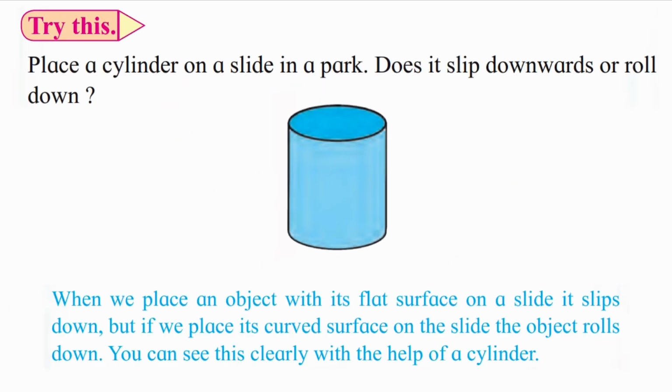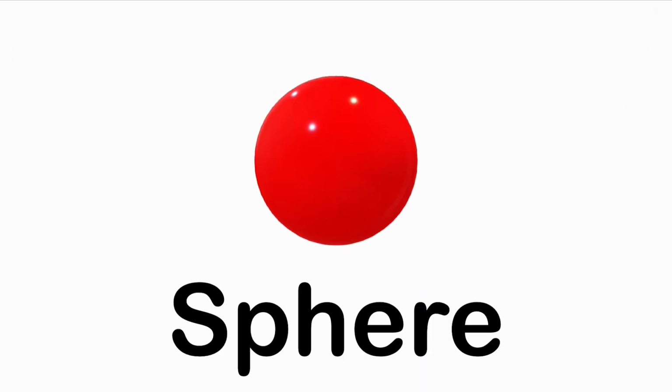Okay, my dear students, when we place an object with its flat surface on a slide, it slips down. I have told you. But if we place its curved surface on the slide, the objects roll down. Very good, roll down. You can see this clearly with the help of a cylinder.